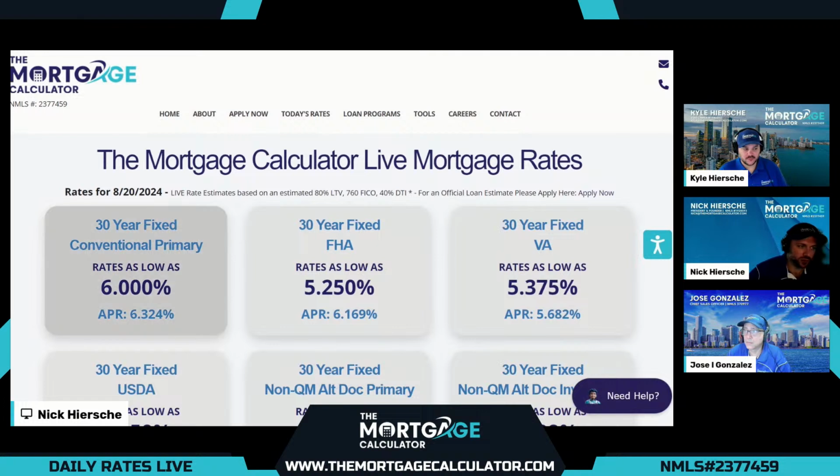So again, not much change from yesterday. First up here, our 30-year fixed conventional option, typically the most common option people think of when they think of a mortgage for a primary home. Rates as low as 6 today. I was hoping we could get a little bit below 6. Final APR 6.324 to compare all the fees across the programs.